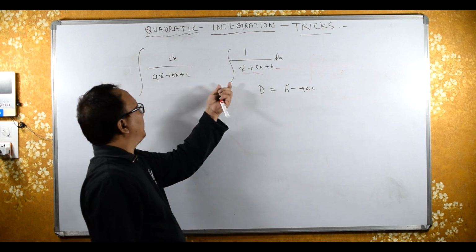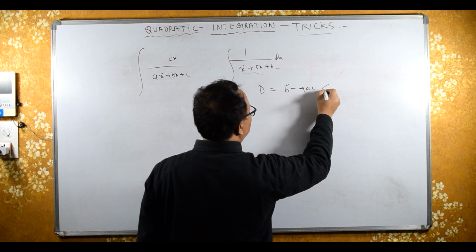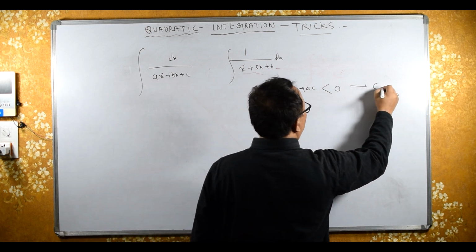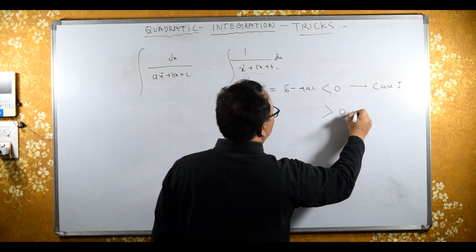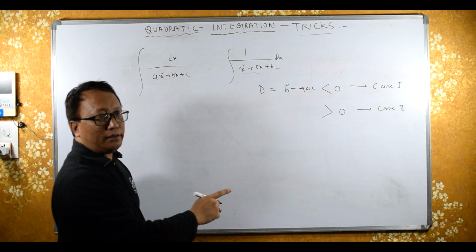Now if this discriminant is less than 0, then we have case 1, and if it is greater than 0, then we have case 2. Now for case 1, the formula.